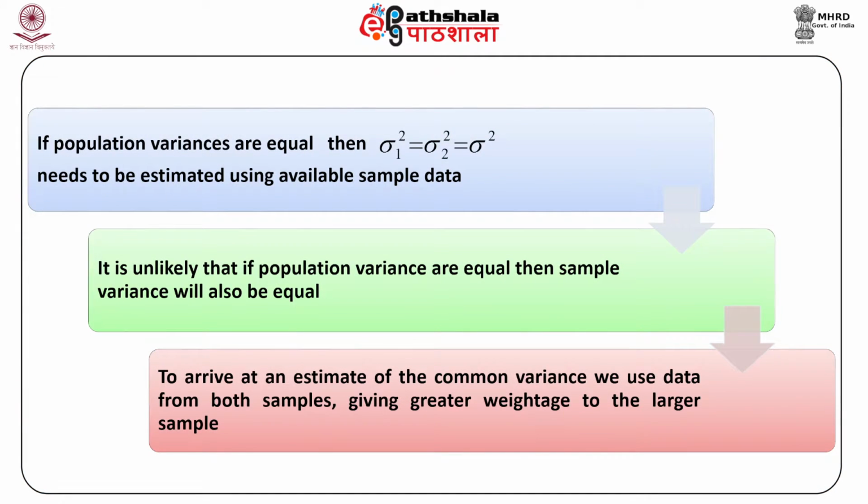If population variances are equal, then sigma 1 square will be equal to sigma 2 square, and could be written as equal to sigma square. And this needs to be estimated using available sample data. So far, we had used s square x and s square y to estimate the two population variances. It is unlikely that although sigma 1 square is equal to sigma 2 square, we will also find s x square equal to s y square. To arrive at an estimate of the common variance sigma square, we use data from both samples, giving greater weightage to the larger sample as that has more information.